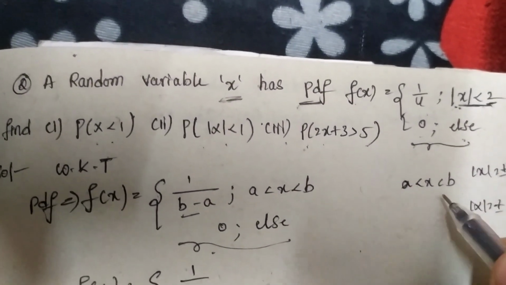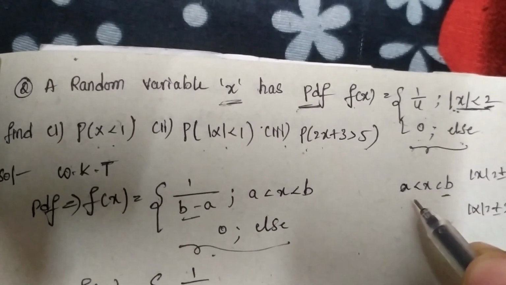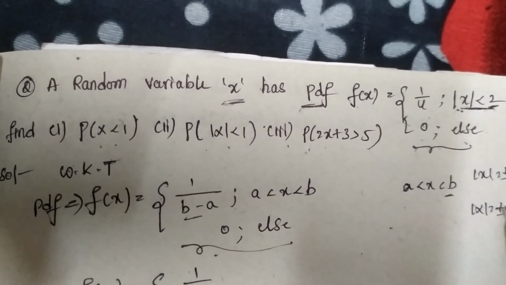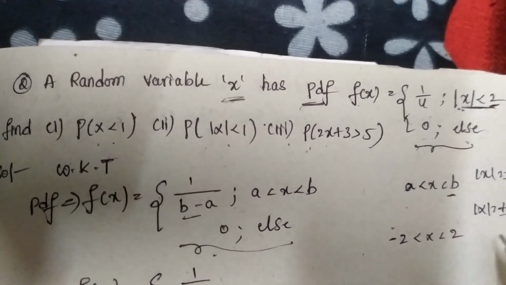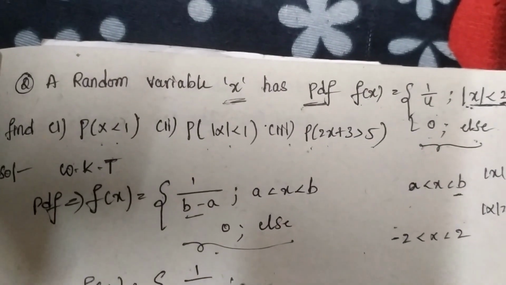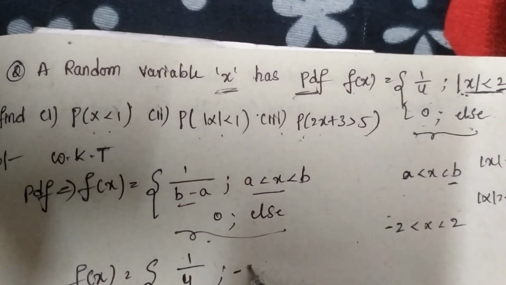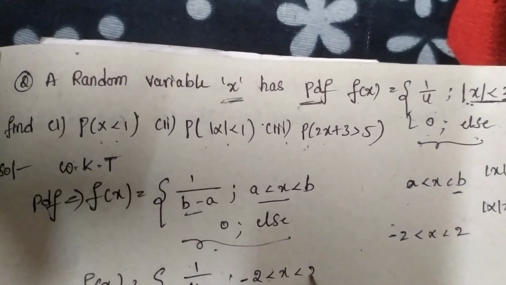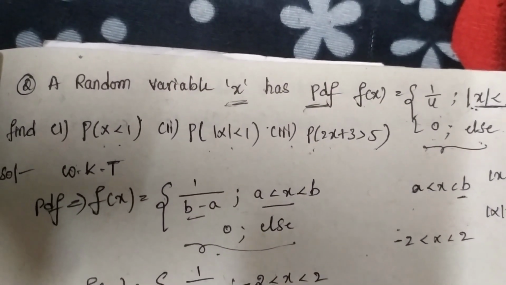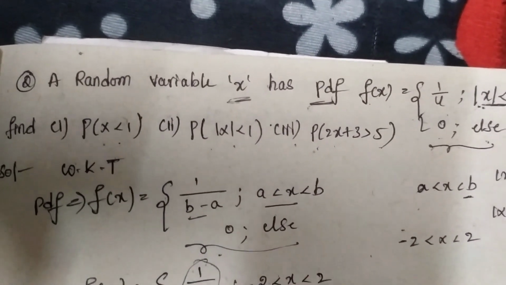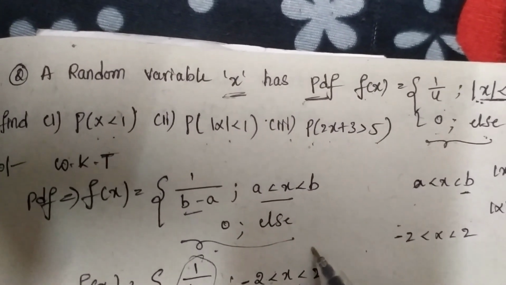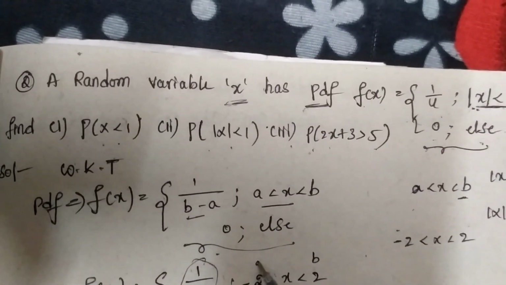So here the bigger value is taken as b and the smaller value is taken as a. Plus or minus means minus 2 less than x less than 2. That is, in this place we write minus 2 less than x less than 2, and 0 for else. And this also we can do by using this condition only. Here b value is 2 and a value is minus 2.